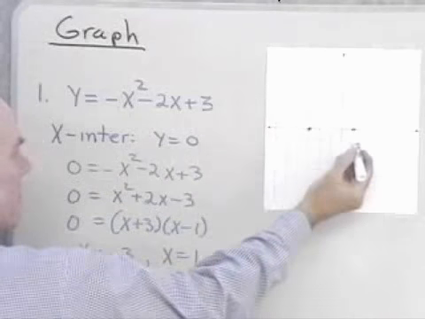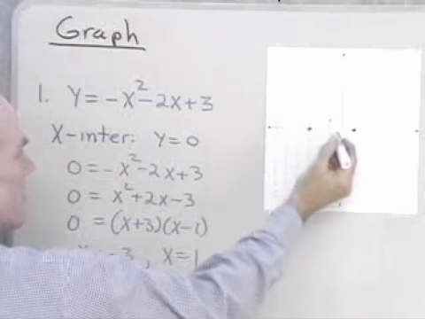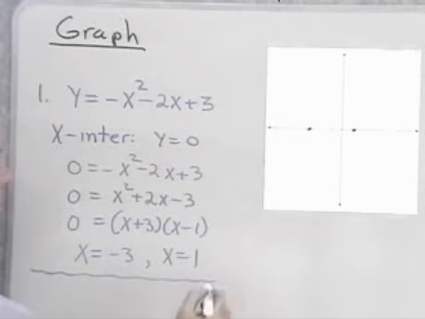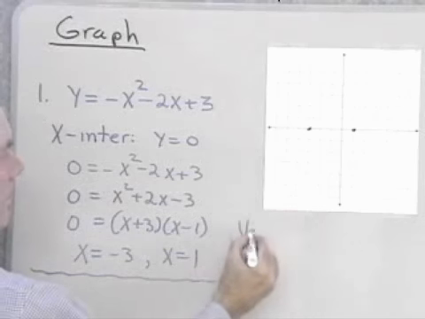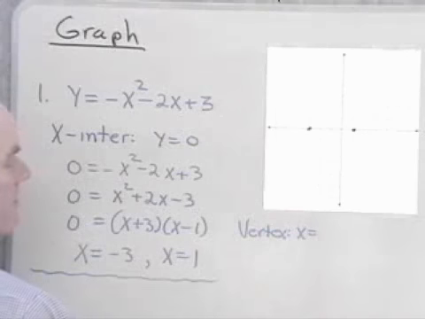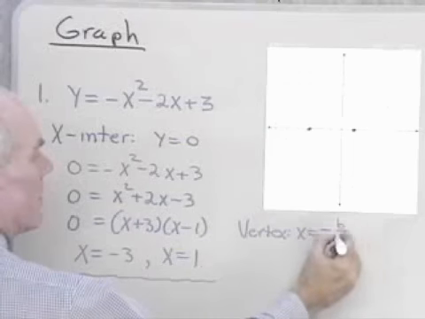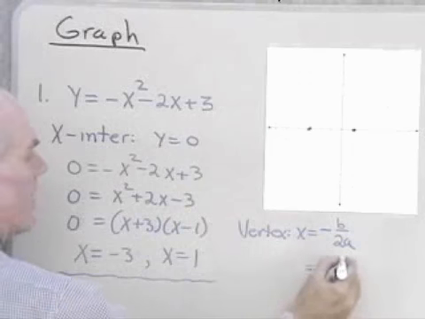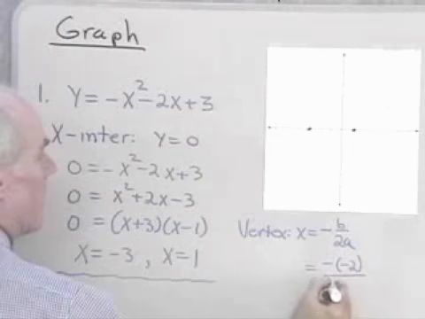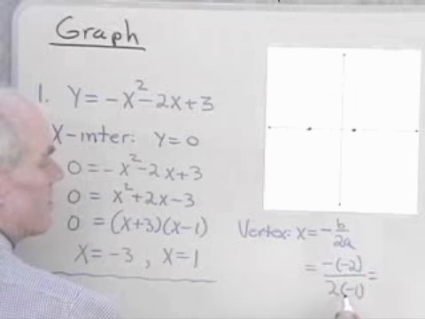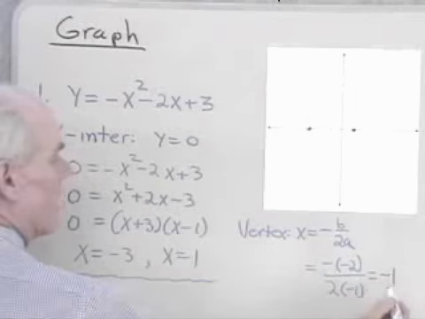Now, we can expect to find the vertex halfway between these two intercepts, at x equals negative 1. Let's check that with what we have in the book for finding the vertex. The vertex always occurs at x equals negative b over 2a, which in our case will be the opposite of negative 2, divided by 2 times negative 1. So I get positive 2 divided by negative 2, which is in fact negative 1.